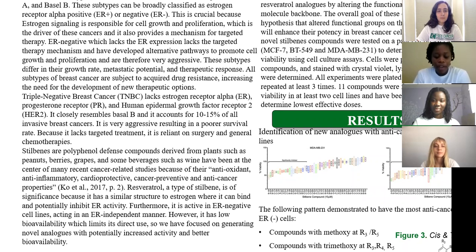Due to its low bioavailability, it is not a great therapeutic option, so our research group has synthesized derivatives of resveratrol with the goal of increasing the anti-cancer activity and bioavailability of the compounds.